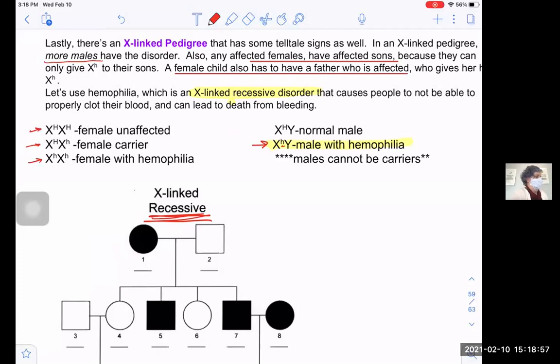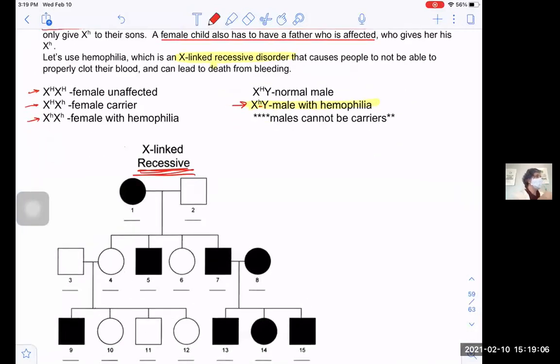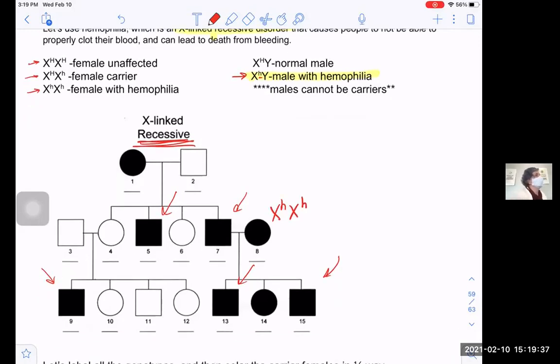So a couple of clues that you're looking at an X-linked recessive pedigree. First of all, more males are going to have it than females. So you're going to see a lot more squares that are filled in than circles. That's your first clue. Your second clue is any female that has it, all of her sons are going to have it. Because remember, for a female to have it, she has to be homozygous recessive. So all of her sons have to have the disorder.